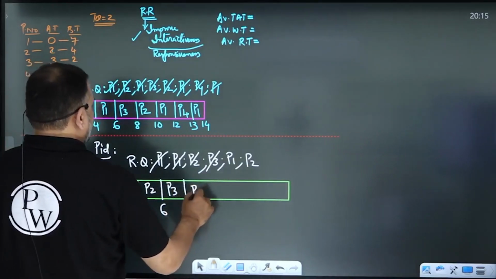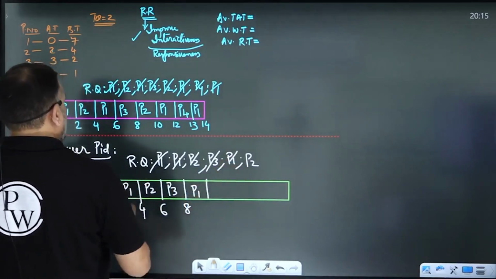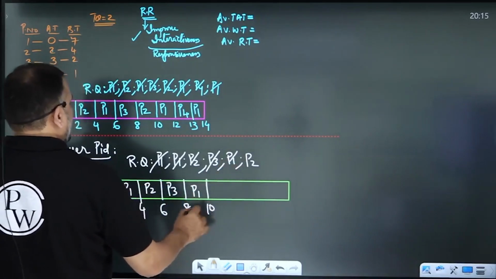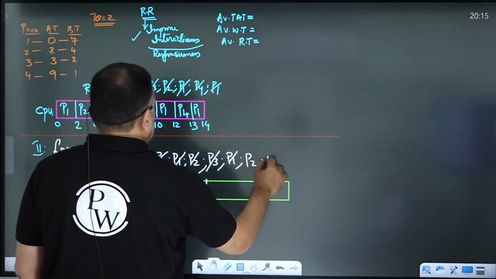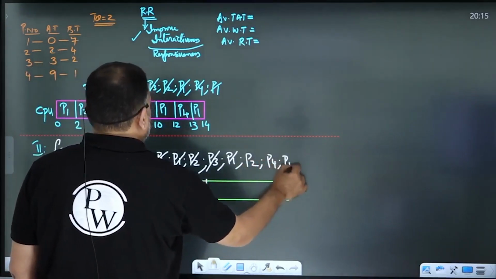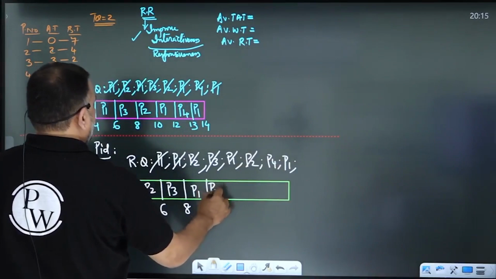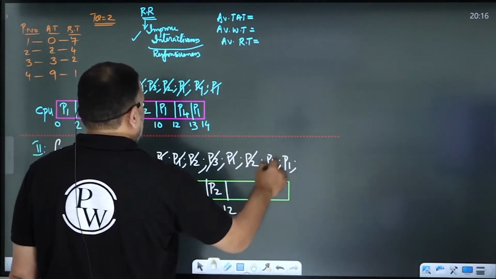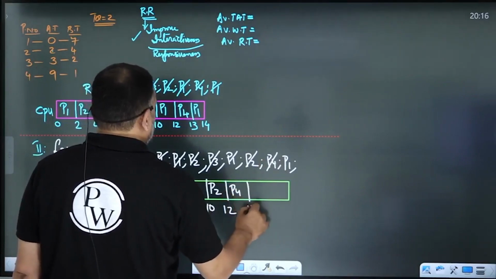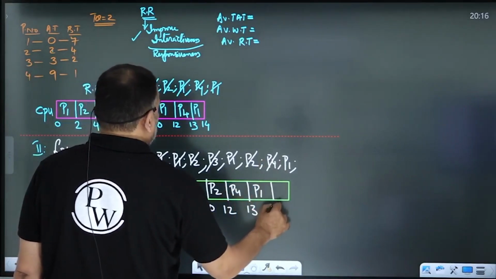Then P1, so it runs until 10. In between 8 and 10, you can see P4 has joined already, and now P1. Then P2 runs. P2 needs only another 2 units to complete. Then P4 runs, 1 unit, and it completes. Then P1 runs 1 unit and it completes.